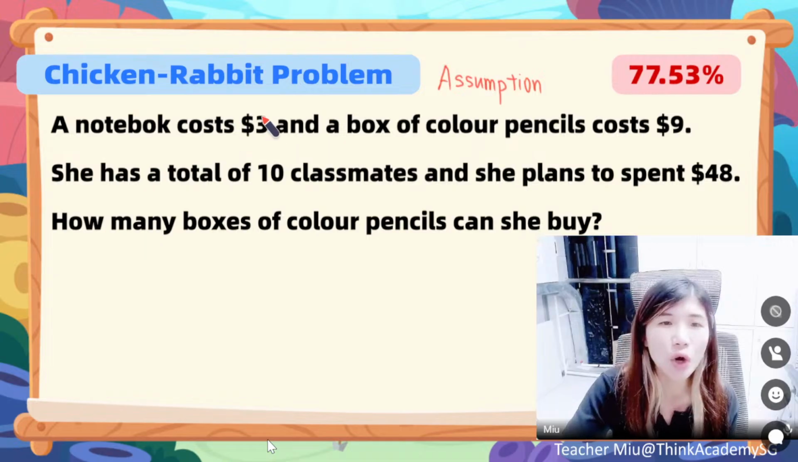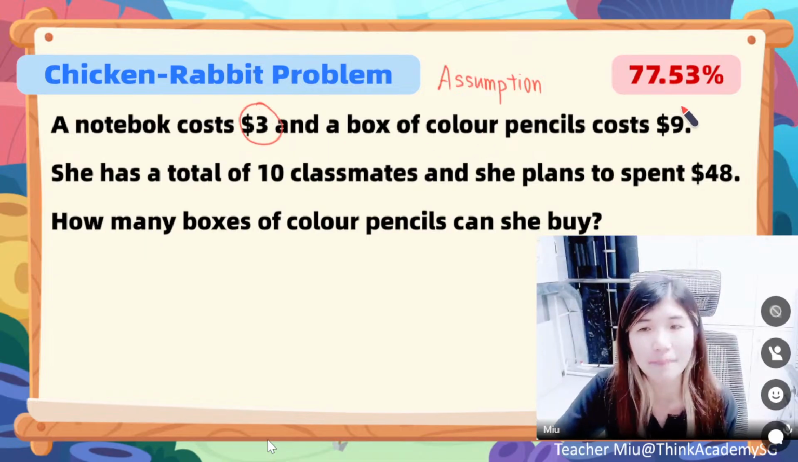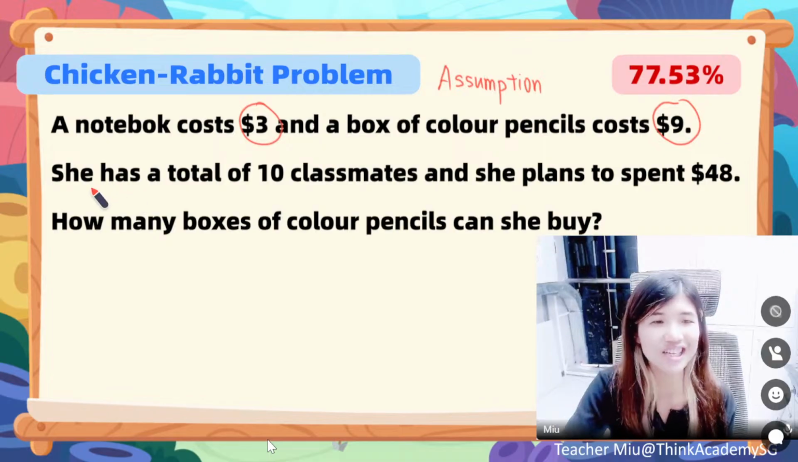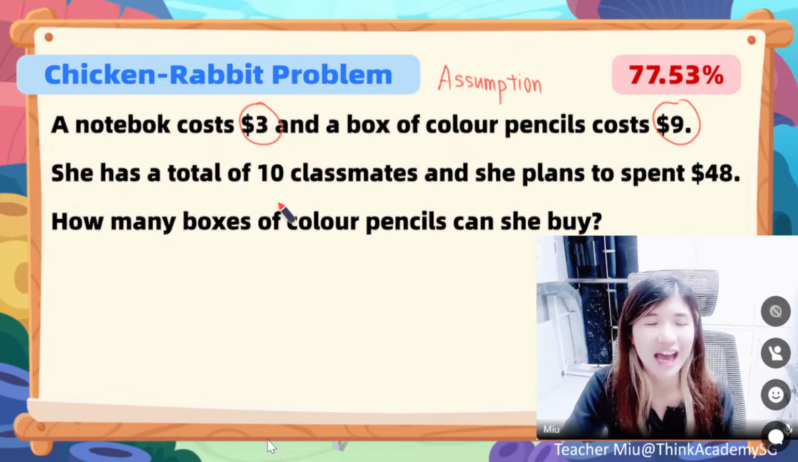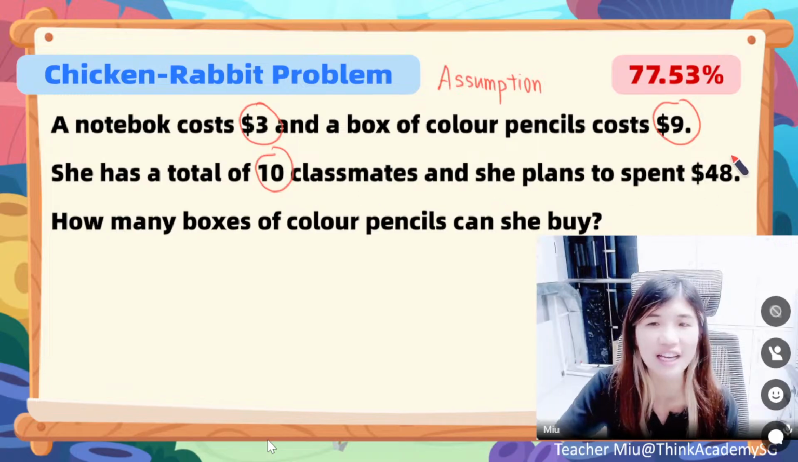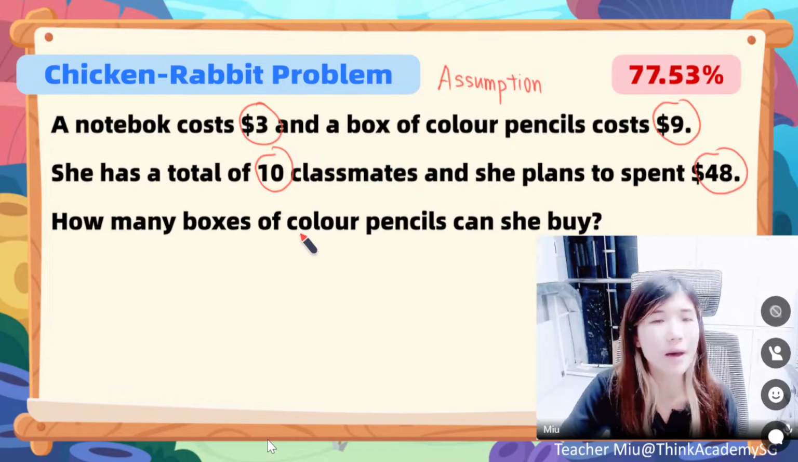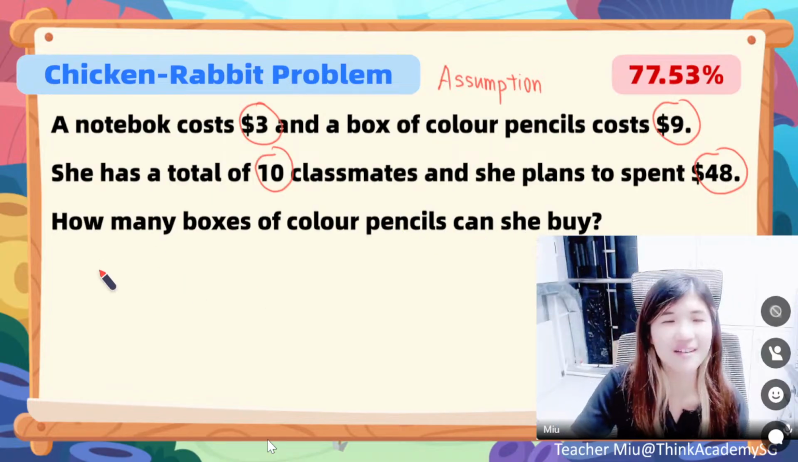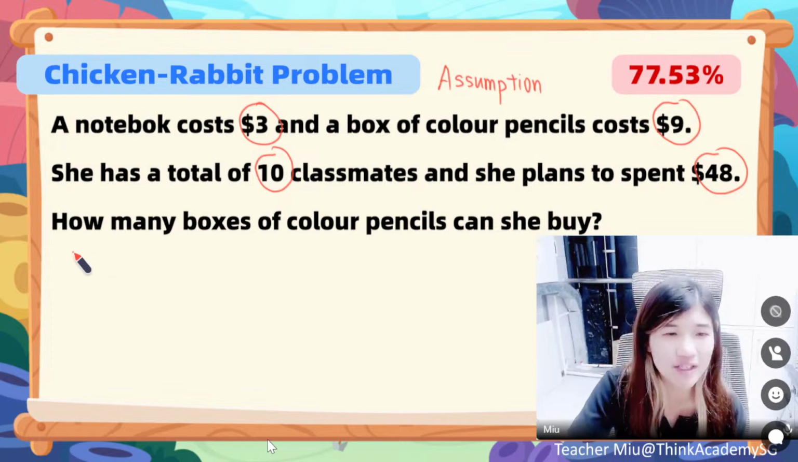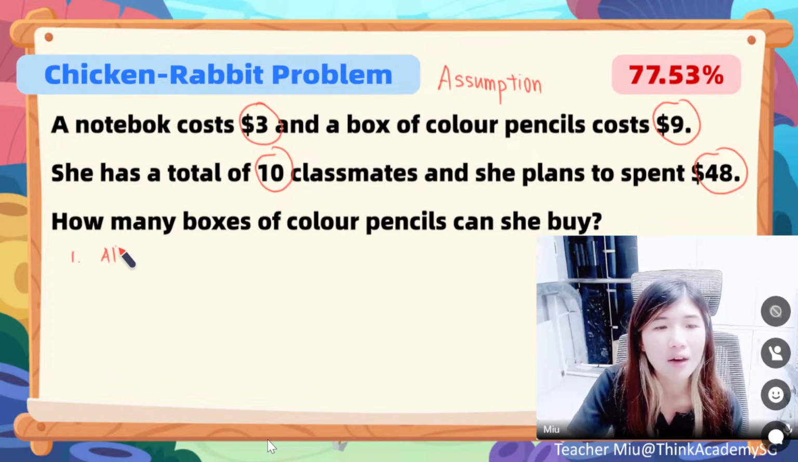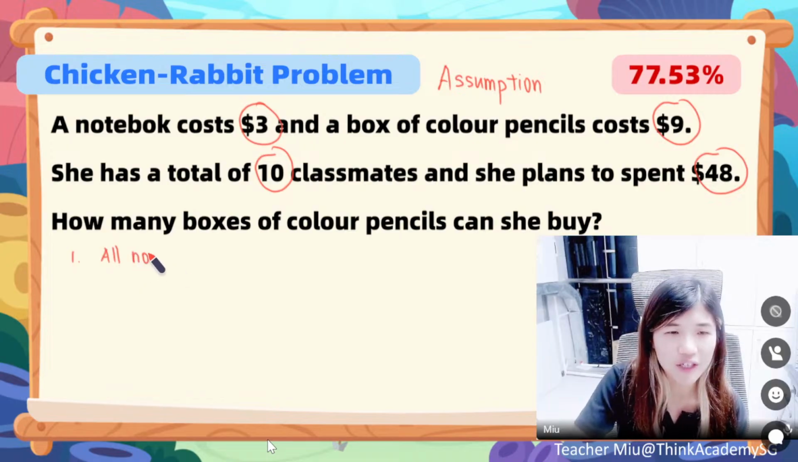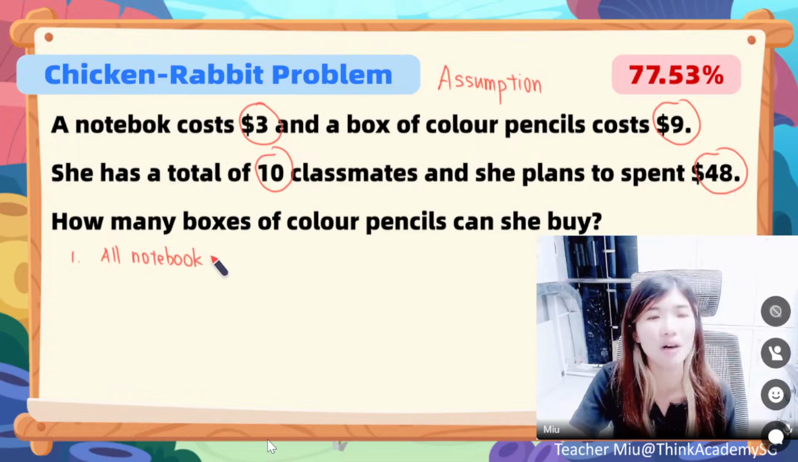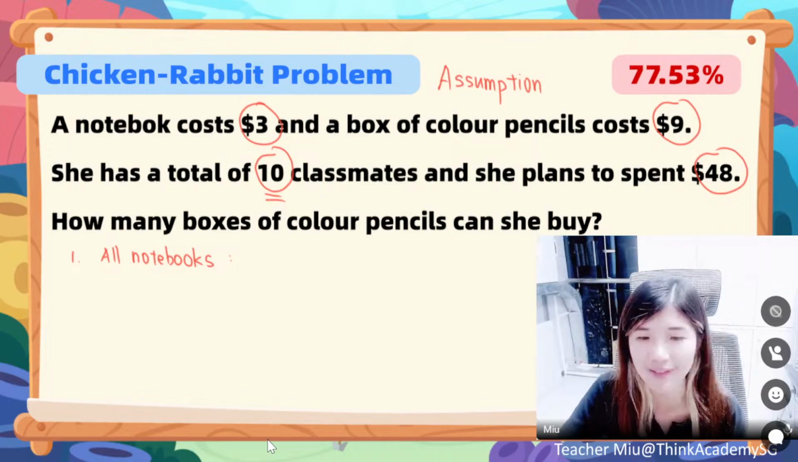It says a notebook costs $3 and a box of color pencil costs $9. And she, that refers to the girl in the question, has a total of 10 classmates and she plans to spend $48. So how many boxes of color pencil can she buy? One thing first, step one, we should just assume that they are all notebooks, with the smaller numbers. So we can just assume that at first, all notebooks. If they're all notebooks, 10 classmates, so how much should she spend?